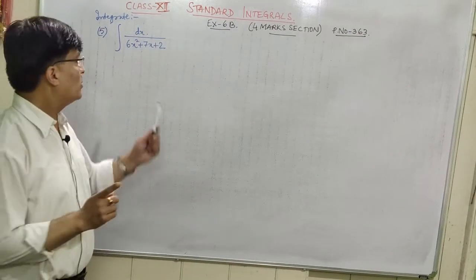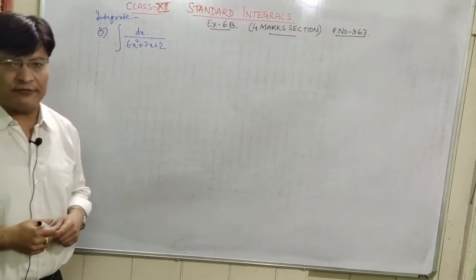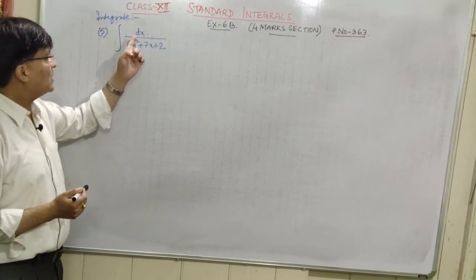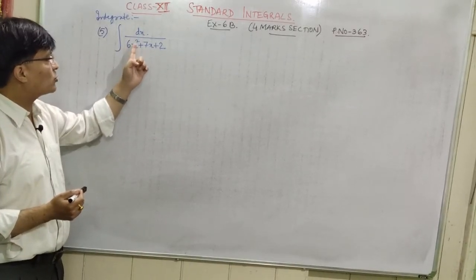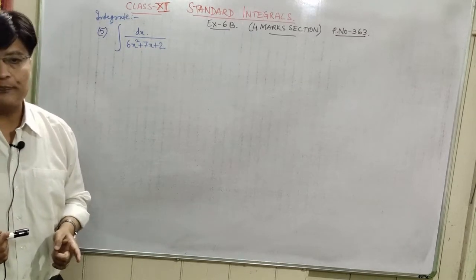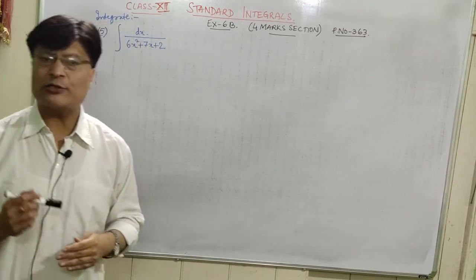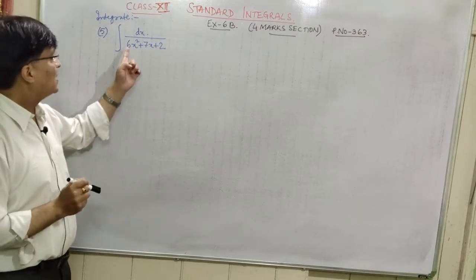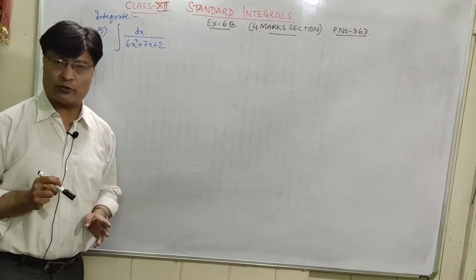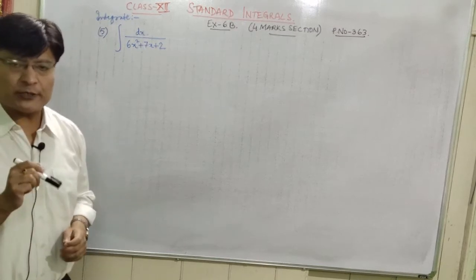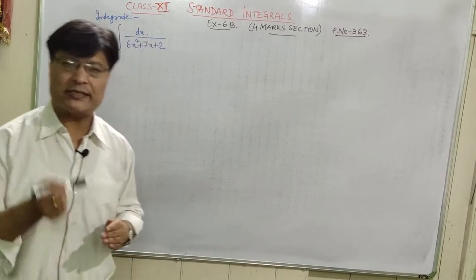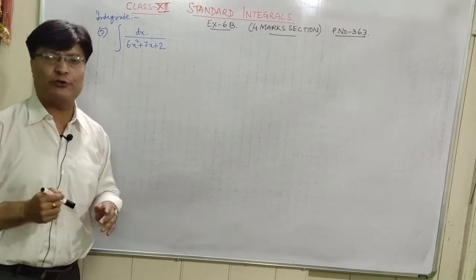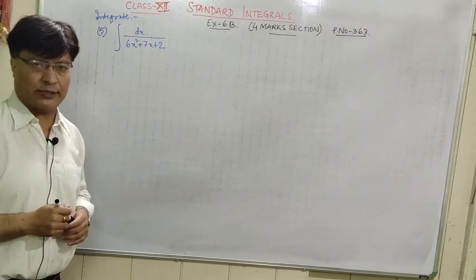So now we'll do the next question, that is question number 5. The question is, you have to integrate integral dx divided by 6x square plus 7x plus 2. So now in this case also you can convert it into standard form, but in this case this expression can be factorized. So if the expression can be factorized, factorize it and convert it into partial fraction form. That will be easier for you to calculate this integration.